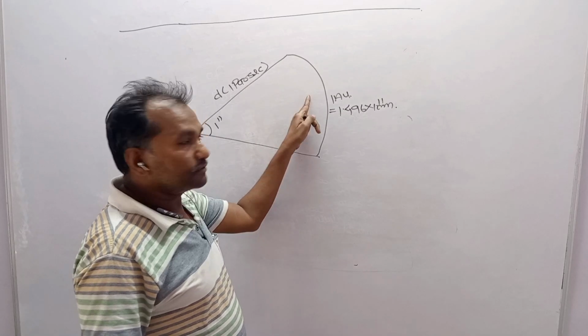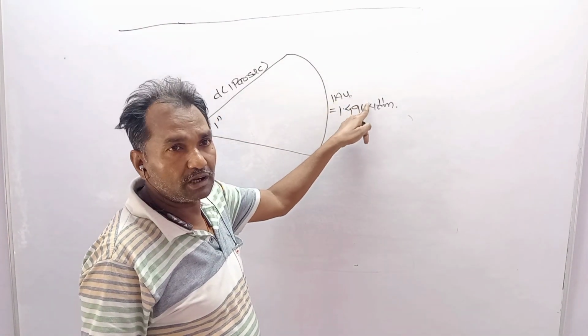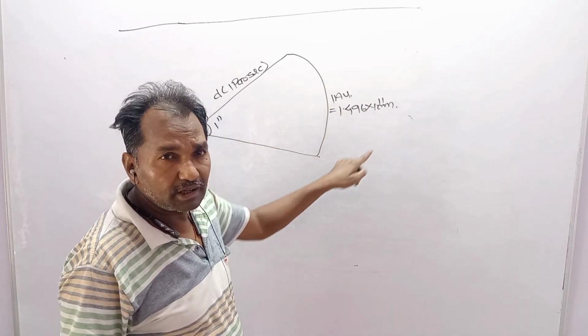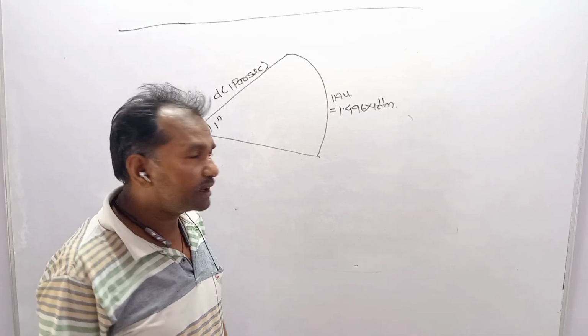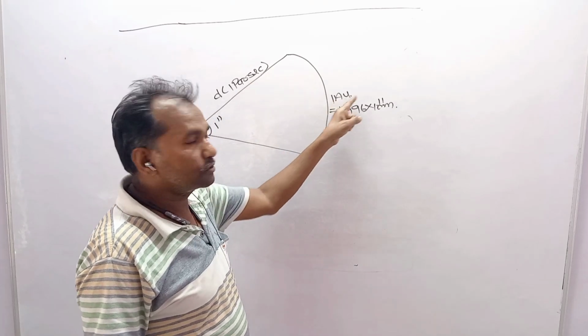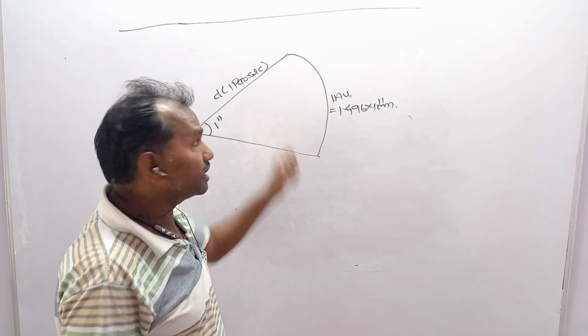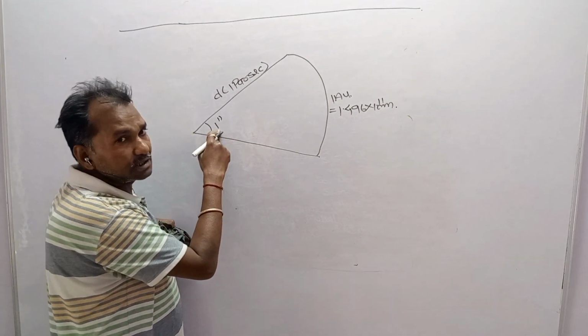The distance at which an arc of 1 astronomical unit length makes an angle of 1 second is called the parsec. The distance at which the arc of 1 astronomical unit length makes an angle of 1 second is called 1 parsec. Dear students, we have to convert this into radian.